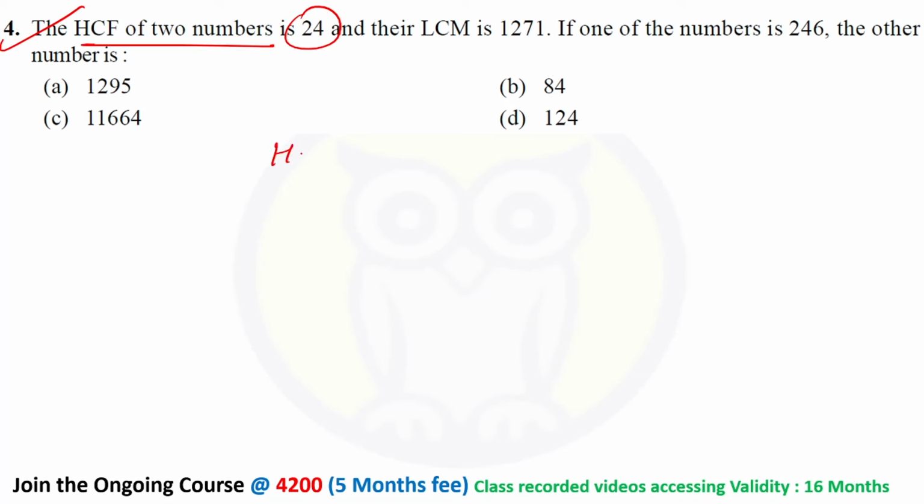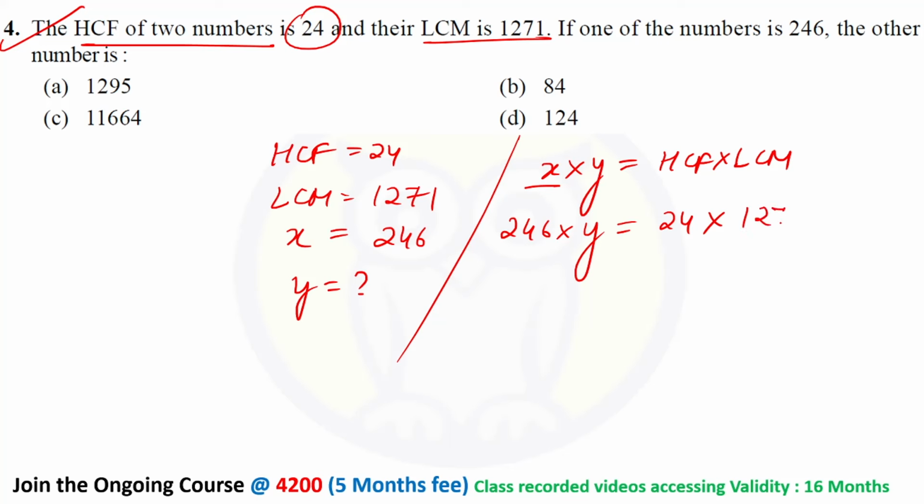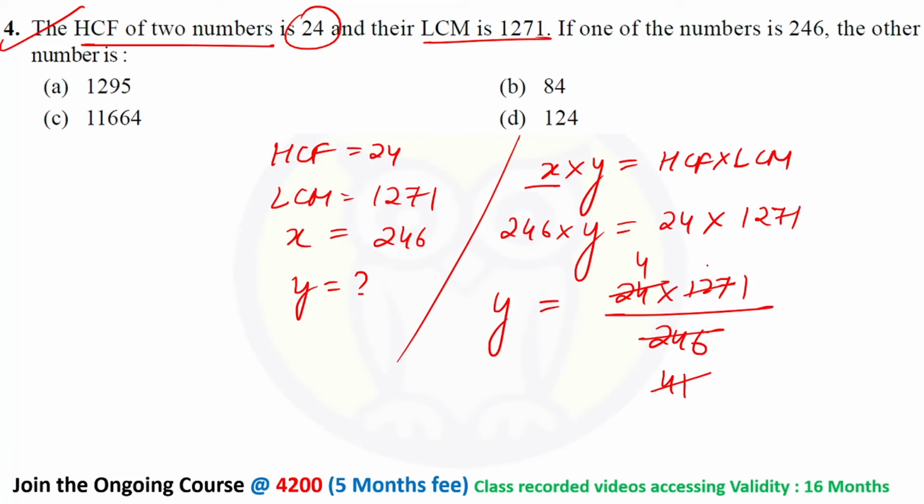Question number 4: the HCF of two numbers is 24 and the LCM is 1271. If one number is 246, assume the first number is 246 and the other number is y. The product of two numbers equals the product of their HCF and LCM. So y equals 24 times 1271 divided by 246. Cancelling gives 41, and 4 into 31 is 124, which is the correct answer.